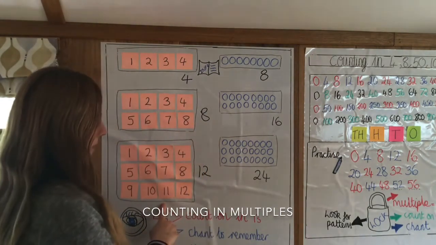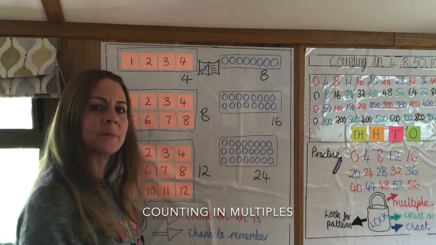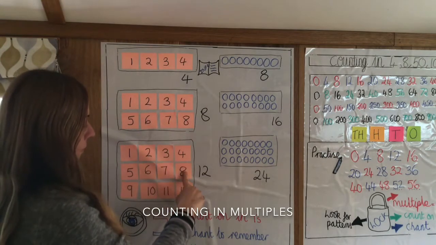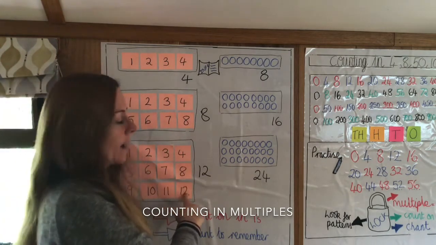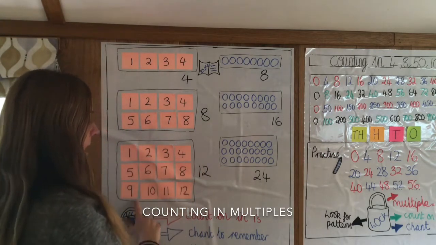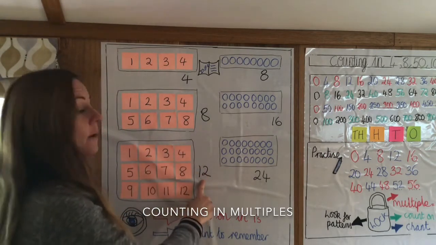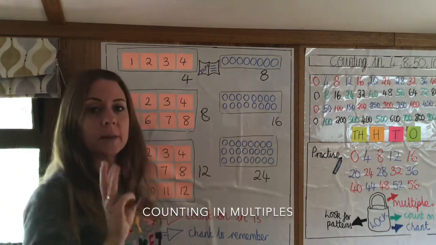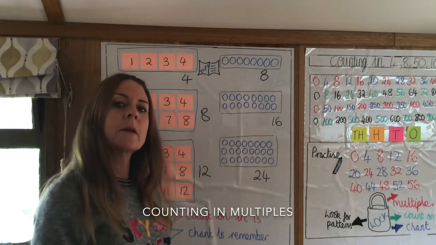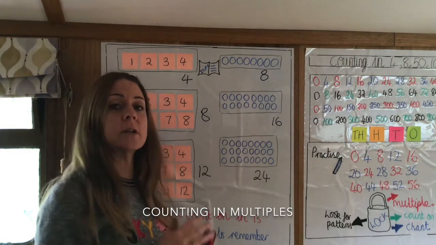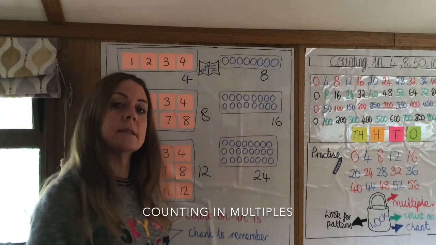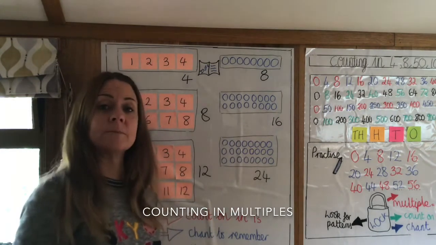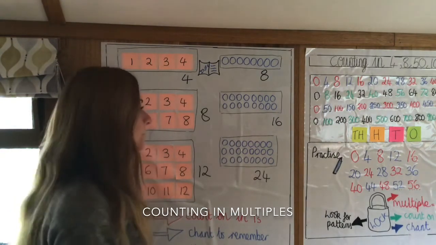This diagram has how many groups of 4 this time? That's right, 1 group of 4, 2 groups of 4, and 3 groups of 4. And if we counted how many pink squares that we have in total in this group, we have 12. Now, these are my first 3 pictures for the multiples of 4. When we count in multiples though, we have to start from 0. So we would say 0, 4, 8, 12. And the next one is 16, counting on in 4s each time.